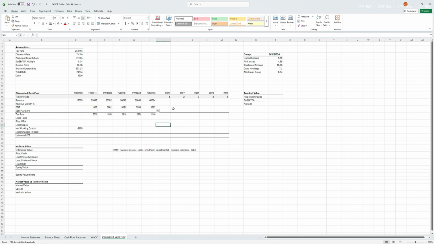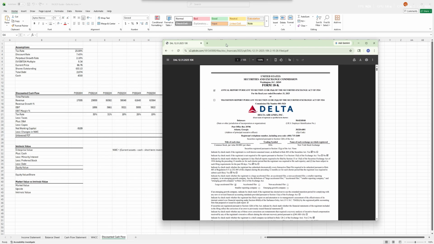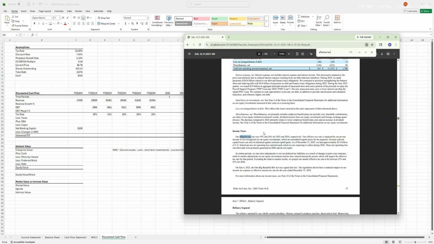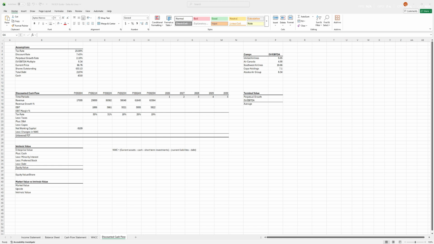Our tax rate, you can see I already have this filled in. You can find this on the 10K. If you just go to the 10K for 2025, I'll actually pull one up as an example. So this is the 10K for Delta for 2025. In here I can hit Control F, effective tax. You can just look that up and it'll show our effective tax rate was 19% and 26% for 2025 and 2024 respectively. That's what you're going to use right here, as one part of the formula for unlevered free cash flow is going to be EBIT times 1 minus effective tax rate.